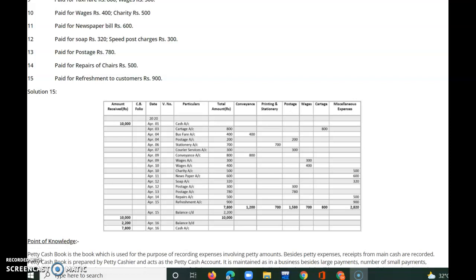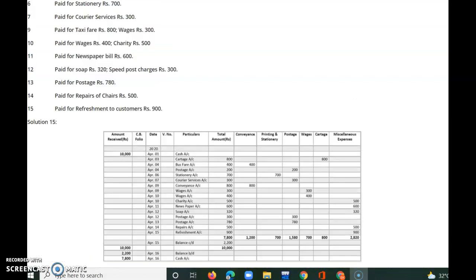Then these columns are there depending upon the type of the expenses like conveyance, printing and stationery, postage, wages, cartage. Then maybe one or two more columns. And also prepare one column of miscellaneous expenses or the sundry expenses, means all the expenses which do not find place in any of these heads may be recorded in this head. So you may have one column by the name of miscellaneous expenses or sundry expenses. Now here at the title you will write the petty cash book of, if the name of the party is given, for the week or for the month ended this and this.